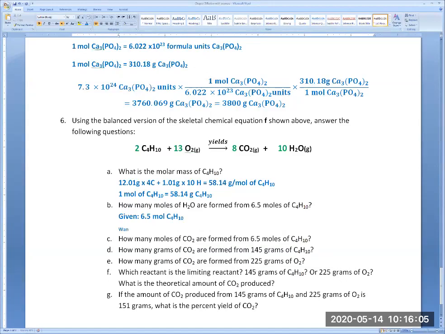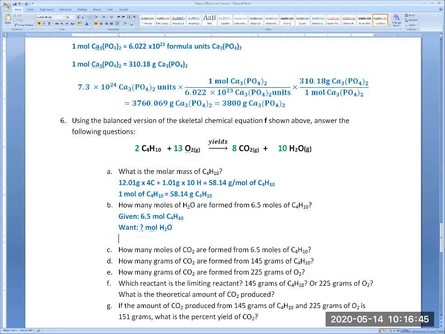So we want moles of H2O. Yeah, the abbreviation for moles is MOL. So be very careful to not write MOL for molecules. You need to show more in the case of molecules. So how many moles of H2O do we produce from those 6.5 moles of C4H10?